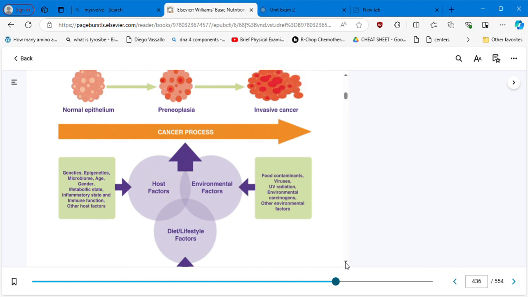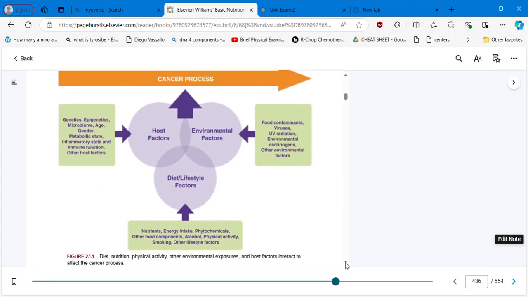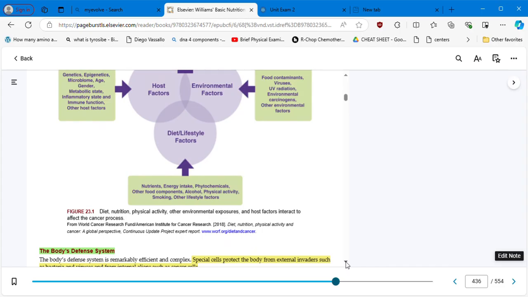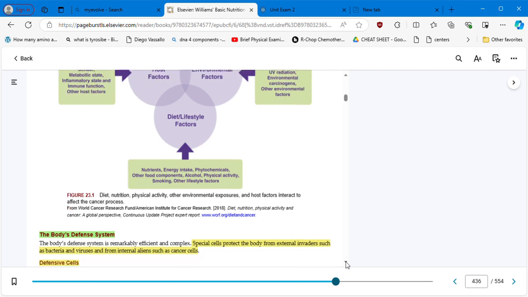So we have in the host factors the genetics, epigenetics, microbiome, age, and gender, and then environmental would be the food contaminants, viruses, UV radiation, environmental carcinogens, and the diet and lifestyle factors: nutrients, energy intake, phytochemicals related to plants, other food components, alcohol, physical activity, smoking, and other lifestyle factors.